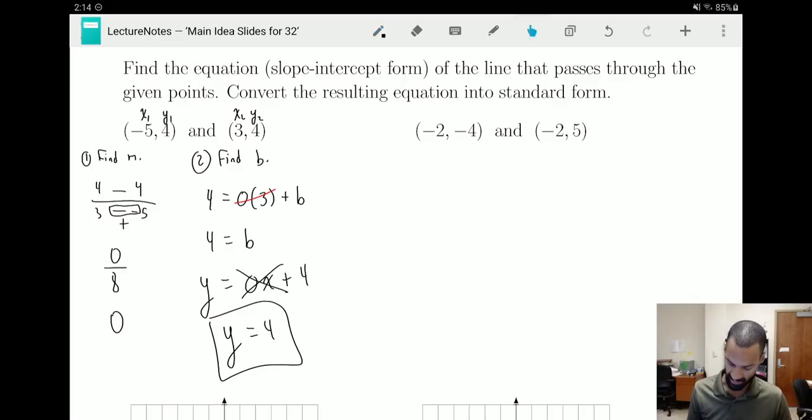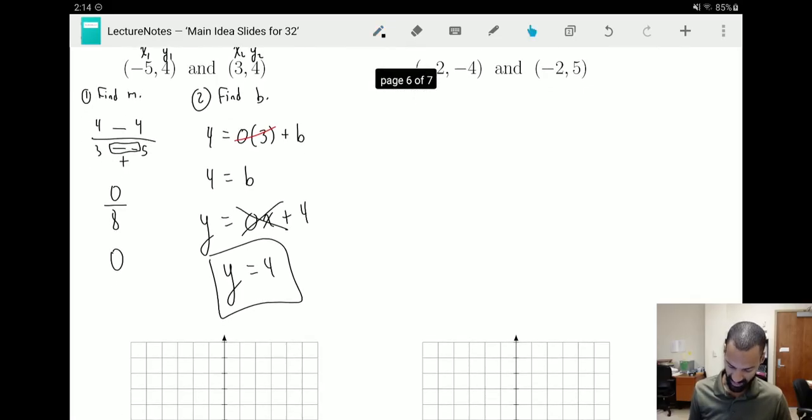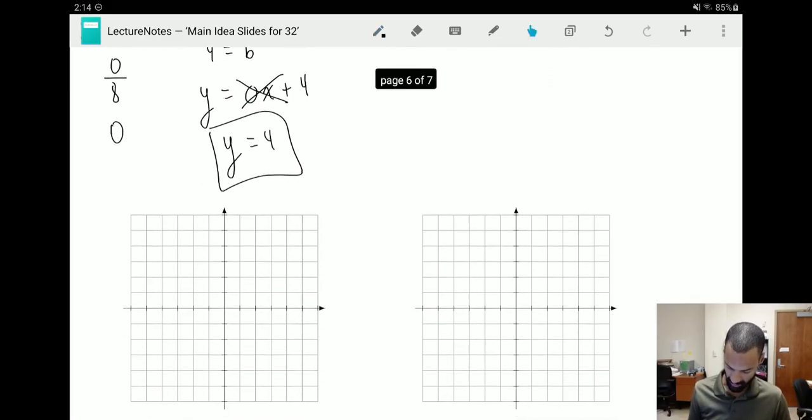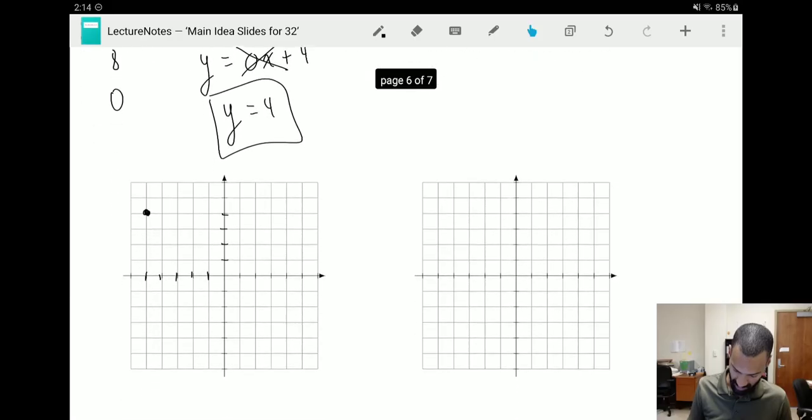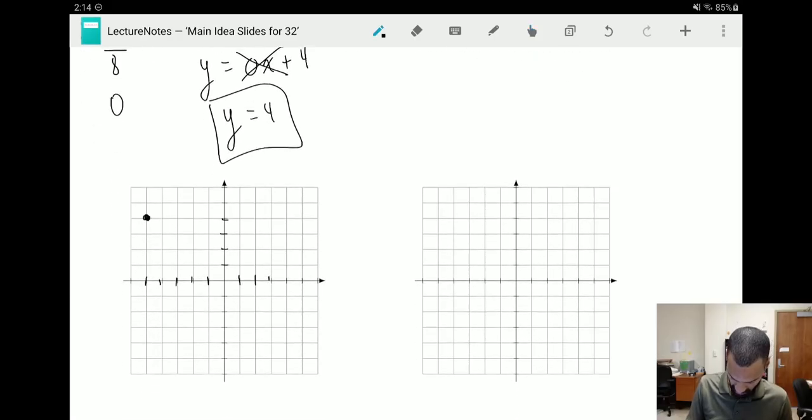What does that graph look like, though? Okay, let's plot it. Negative 5, 4, and 3, 4. Okay, negative 5, 1, 2, 3, 4, 5, and then 4 is here. And then 3 comma 4, right? Yeah, 3 comma 4. 1, 2, 3, 4. Okay, here's our special line right here, if I can draw it decently. Okay, it is a horizontal line.